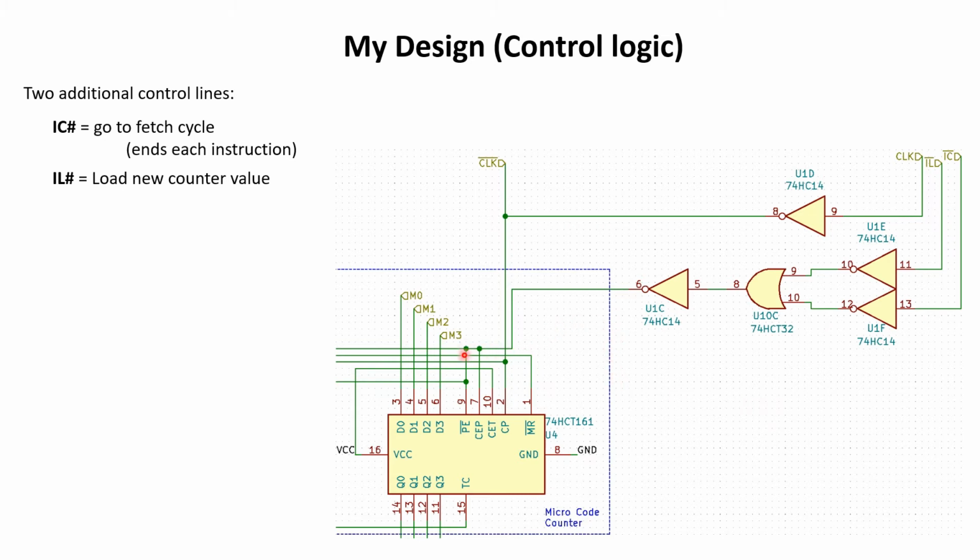And those control lines are fed into this HCT161 counter chip. And since the load line is active negative, while the count enable line is active positive, the counter will always either load or count, and it will always count up if none of those control lines is active, and it will load a new address if any of the two lines is active.